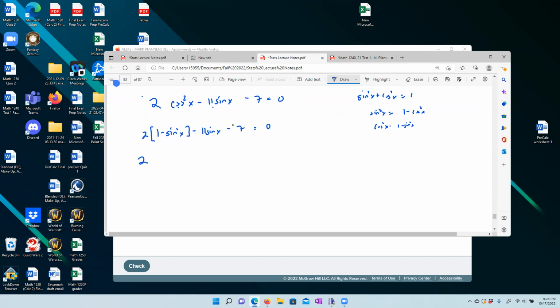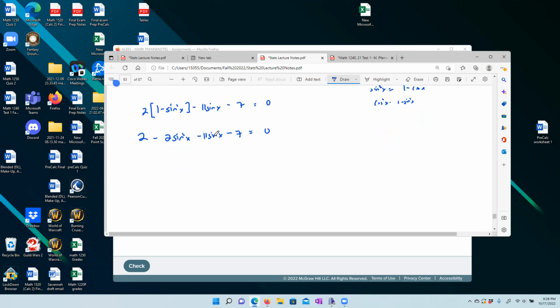So we're going to say this is 2 minus 2 sine squared x minus 11 sine x minus 7 equals 0. Now this is a positive 2 and a minus 7. I'm going to bet that makes 5. So we're going to have minus 2 sine squared x minus 11 sine x. We've got a positive 2, we've got a minus 7. So $2 and $7 in debt means we are really just $5 in debt, equals 0.